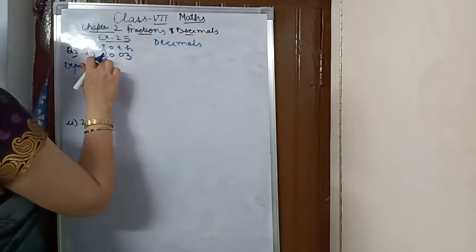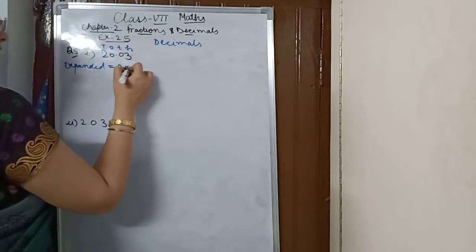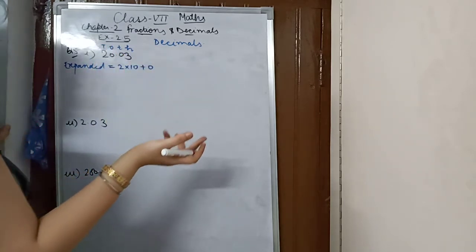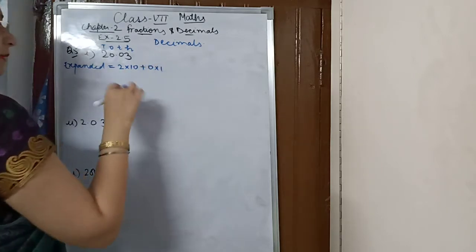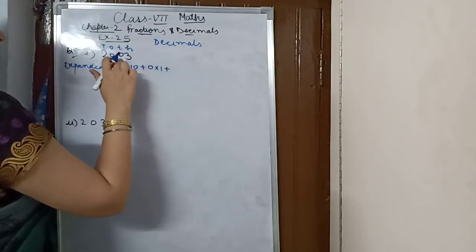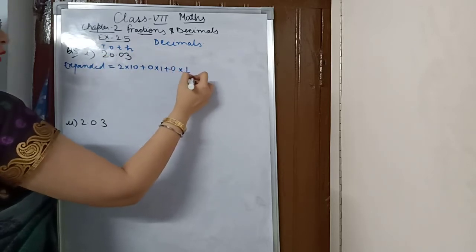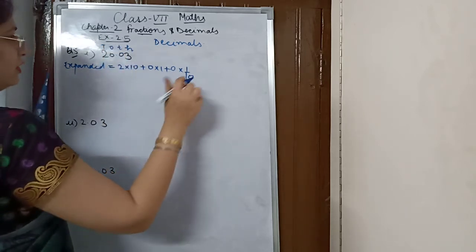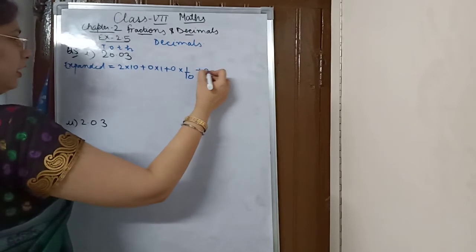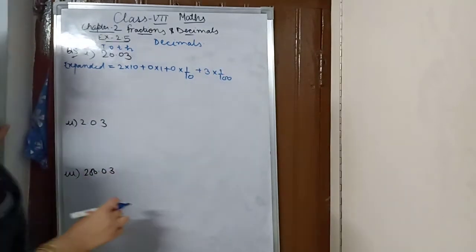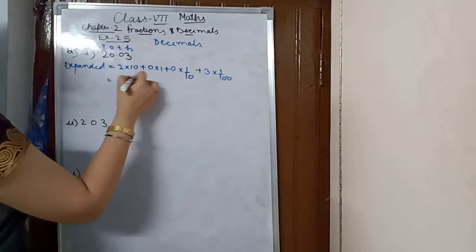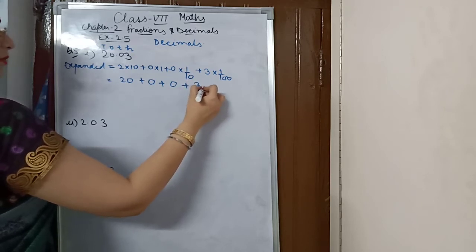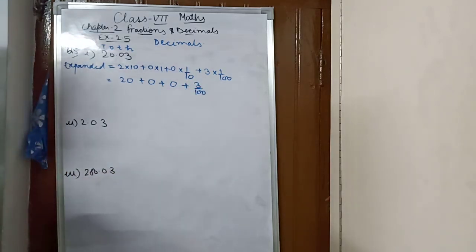Now what will be the place value of 2 here? 2 into 10, that is 20, plus 0 will remain 0 because anything into 0 will be 0. So if you wish to write 0 into 1, you can write, but otherwise it will be 0. Plus this again 0 into 1 upon 10. What is the place value of 0 here? 0 into 1 upon 10, that means it is at the 10th position. After that 3 into 1 upon 100, that means it is at the 100th position. So 2 into 10 is 20, plus 0 plus 0 again, plus 3 into 1 upon 100, that means 3 upon 100. This is the expanded form.